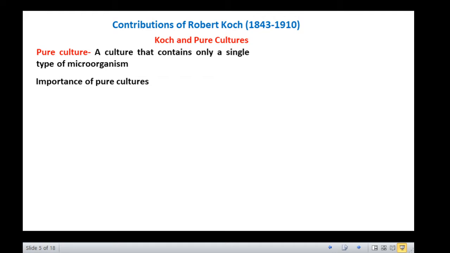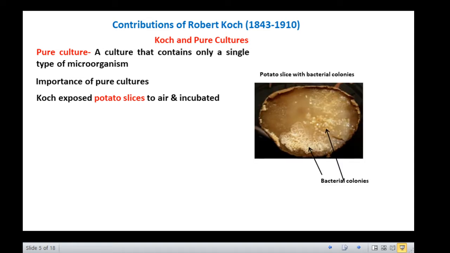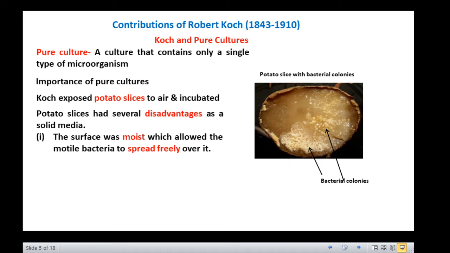Other scientists had already experimented with the use of solid media like potato, starch paste, and bread. Koch exposed potato slices to air and then incubated them. Bacterial colonies having characteristic shapes and colors did develop on the potato slices. But potato slices had several disadvantages as a solid medium. First, the surface was moist, which allowed the motile bacteria to spread freely over it.